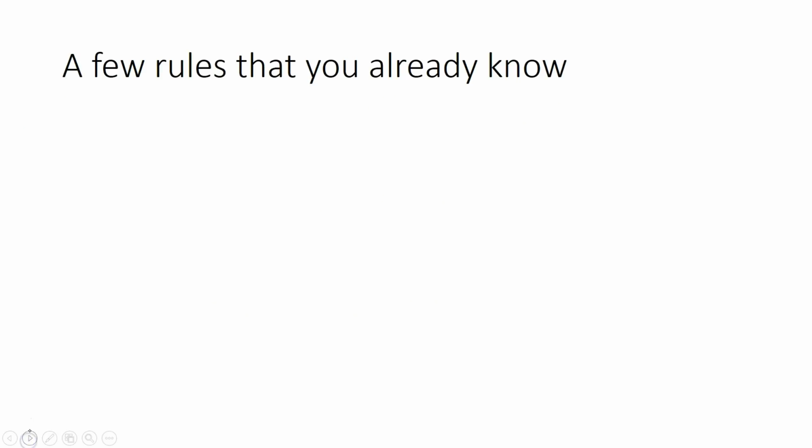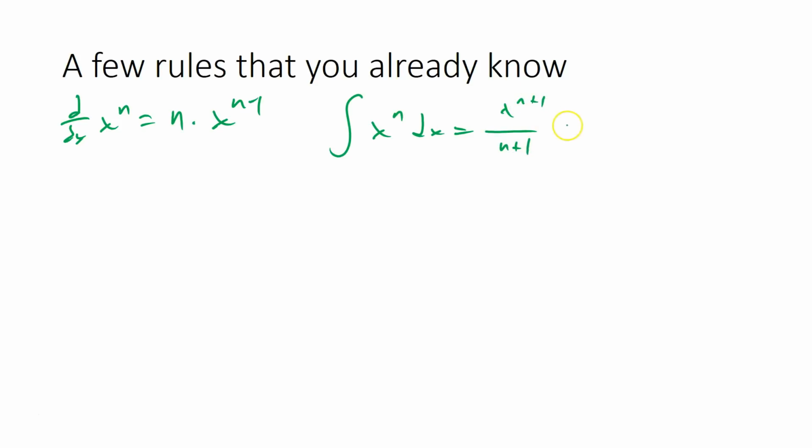So some rules that you already know. One of them, we know the derivative of x to the n is n times x to the n minus 1. So in that case, the antiderivative of x to the n dx is going to be x to the n plus 1 divided by n plus 1 plus c, because if you take the derivative of the right side, the n plus 1 will come to the front, it has to cancel, and then this will be reduced to n. So you just have to make sure you divide out that n plus 1. All right, so that's one of them.